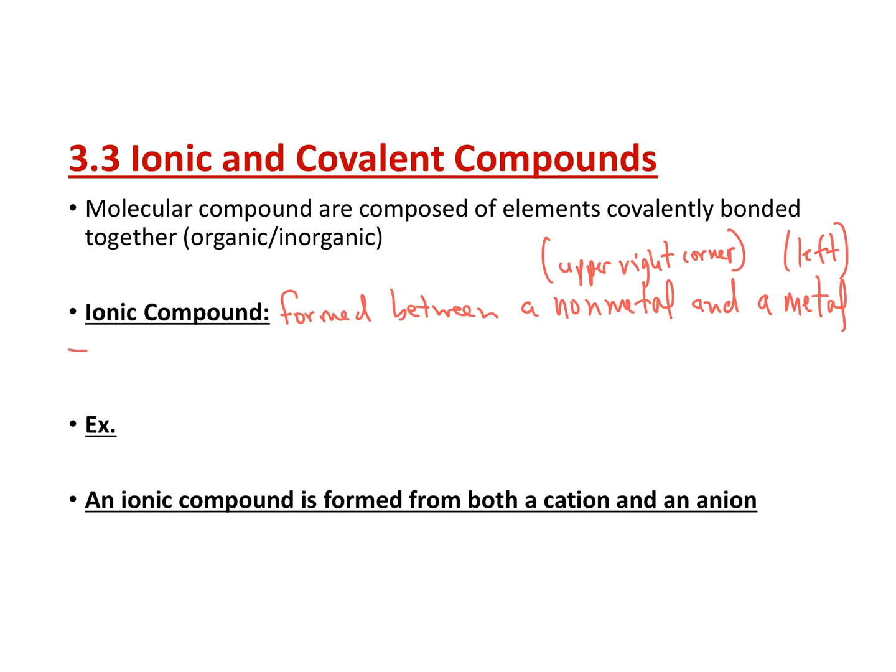And what's unique about an ionic compound is we don't have a sharing of electrons. In an ionic compound, the metal will lose electrons, and the nonmetal will gain those electrons.